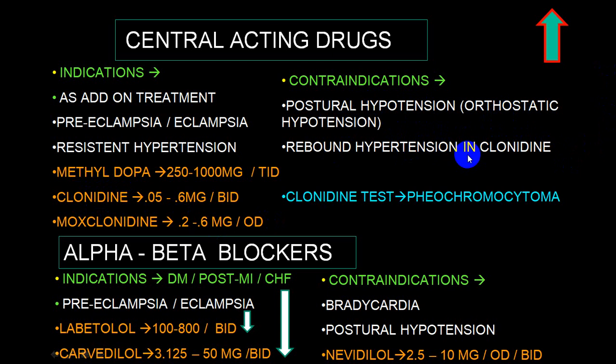and rebound hypertension. So in a person in whom you want to give centrally acting drugs, but you don't want these side effects, and if a person is getting rebound hypertension or orthostatic hypotension, give moxonidine. The maximum dose of moxonidine is 0.6 milligram OD. That is the dose, and it is mainly utilized as an add-on therapy in preeclampsia, eclampsia, and as add-on therapy in a patient with resistant hypertension.